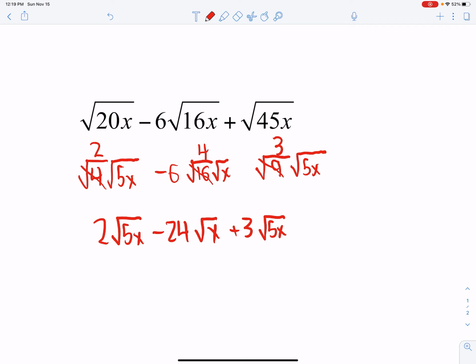Now this is different than some of the problems we've had before. Notice the middle one is the square root of x. The 2 on the outsides are the square root of 5x. So those 2 on the outsides are like terms. We need to combine those. 2 plus 3 gives us 5 square root of 5x. But the one in the middle that didn't have any like terms, it has to stay the way it is. We have minus 24 square root of x.